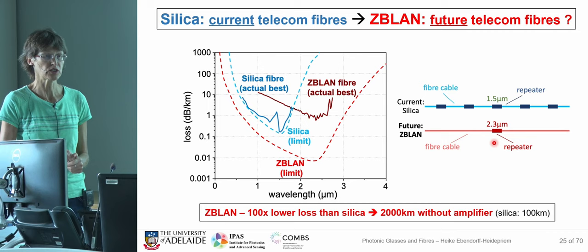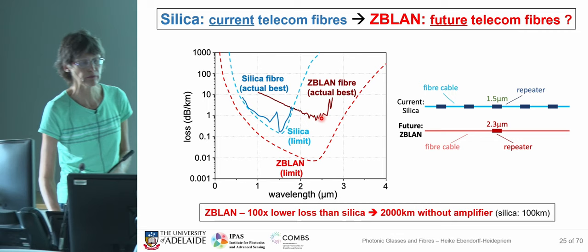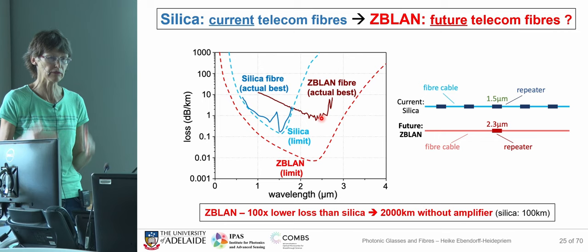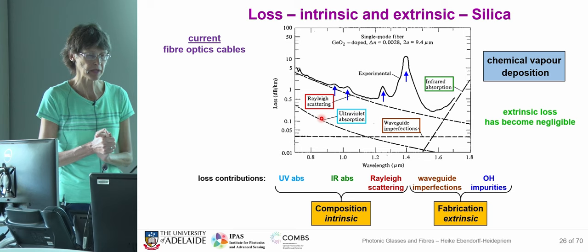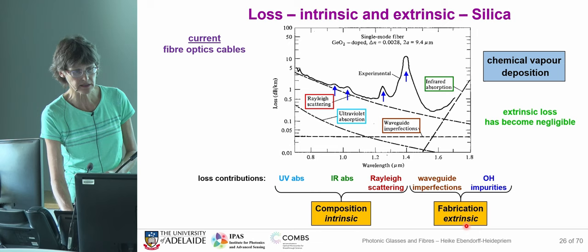However, as you will see here, this is currently where we are with the actually best Zeeblan fiber. So what's going on there? Why is the Zeeblan not at the theoretical limit? First, let's look once more at the silica, or the basics of loss. So there are, I talked about intrinsic and extrinsic. So intrinsic loss limitations, which is the theoretical limit.